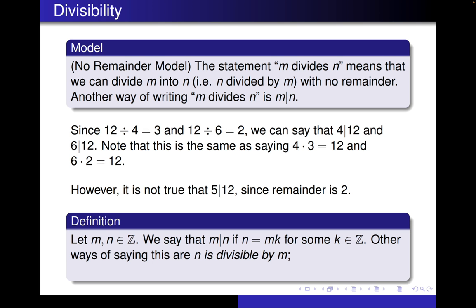And there are other ways of saying the same thing. We've been saying m divides n. We can also say n is divisible by m. We can say m is a divisor of n. And we can say m is a factor of n. Oh, also we can say n is a multiple of m.